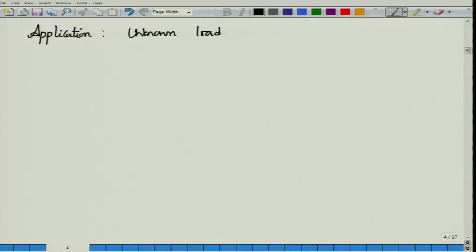In this application we do not know what the load is. In fact, that is one of the reasons why we are studying this application, because we want to measure that impedance value. So, I do a few measurements, and from the measurements I should be able to extract the unknown load.